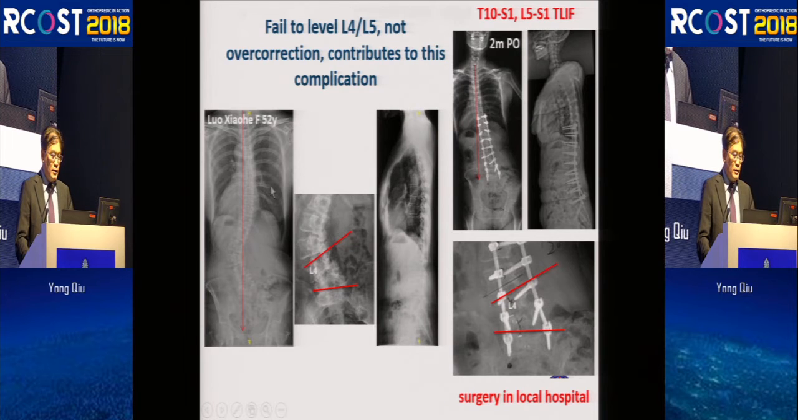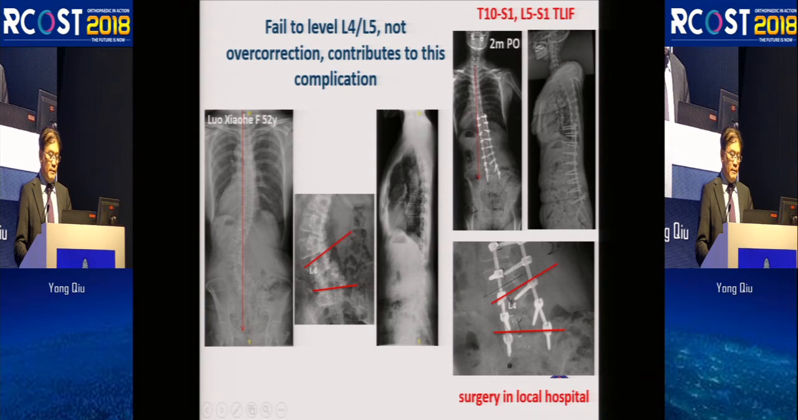And look at this patient. The patient is 52 years old, a relatively young degenerative scoliosis. She was operated on in another hospital. At 2 months postoperatively, the patient is extremely unhappy because of severe imbalance in the coronal plane. Many Chinese surgeons say the reason is that you overcorrected the main curve. I say no, it's not related to overcorrection of the main curve.